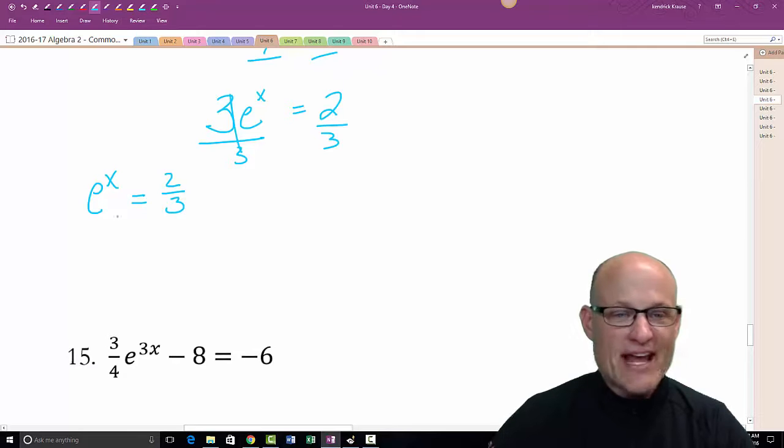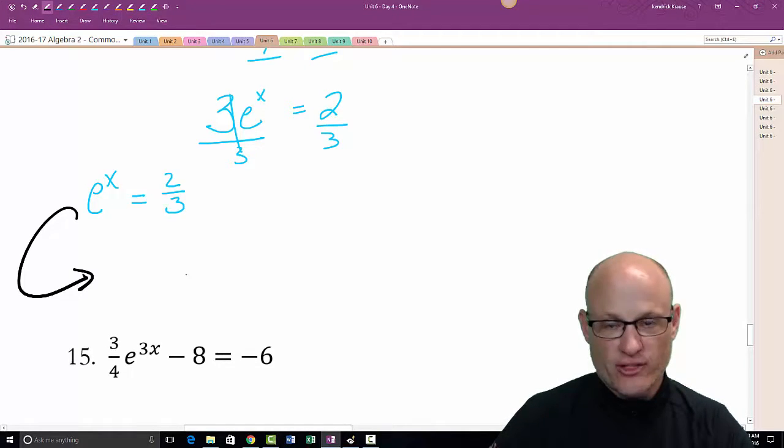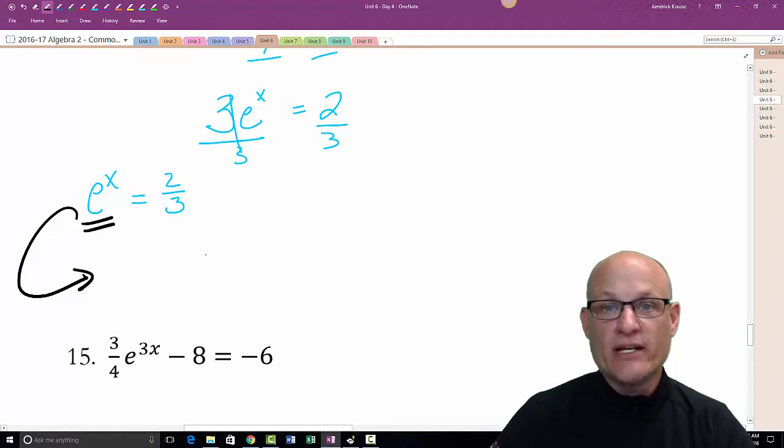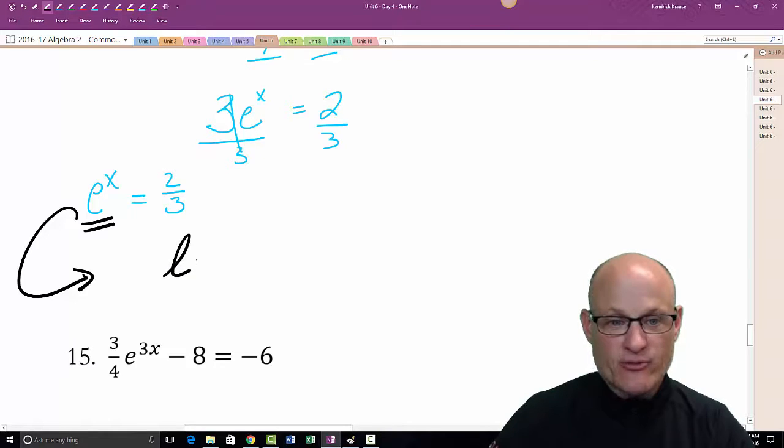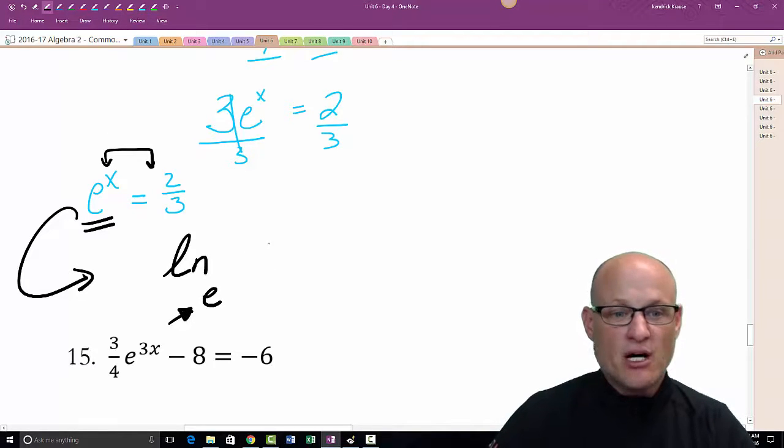Now, we have an exponential. We need to convert this to a log function. This is the natural base, so we need to use the natural logarithm. So natural log, base e, not necessary, but you can put it there, and then these two things switch sides. Natural log of 2/3 is equal to x.